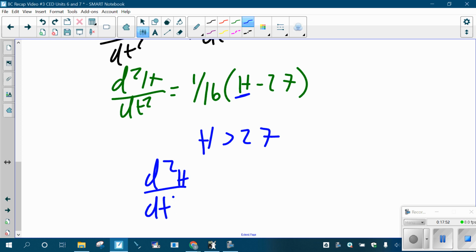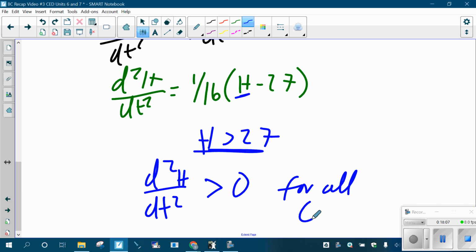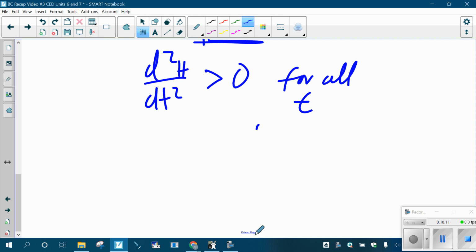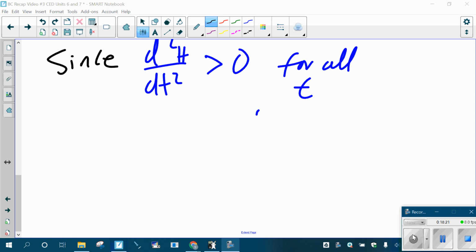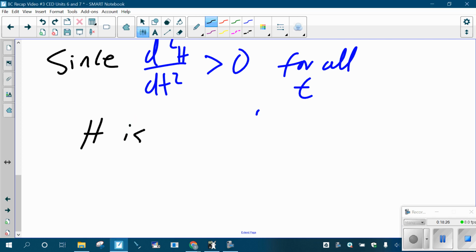Put that there. Right, the h minus 27 is going to be greater than 0, and 1/16 times something greater than 0 is going to be greater than 0. Okay, so since this is true, then this is going to be true for all t. So it doesn't really matter. Our second derivative is going to be positive. Okay, well, so my second derivative is positive. Let's write this out neat. So since that's positive, that means h is concave up.